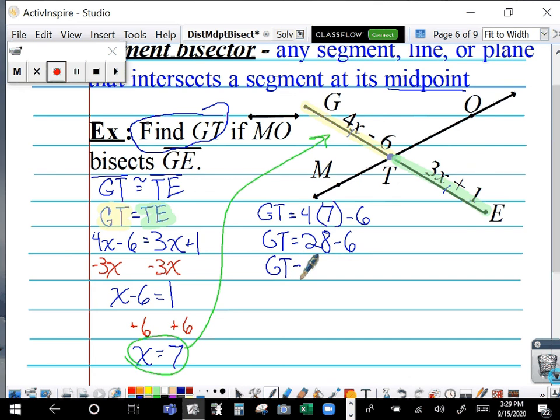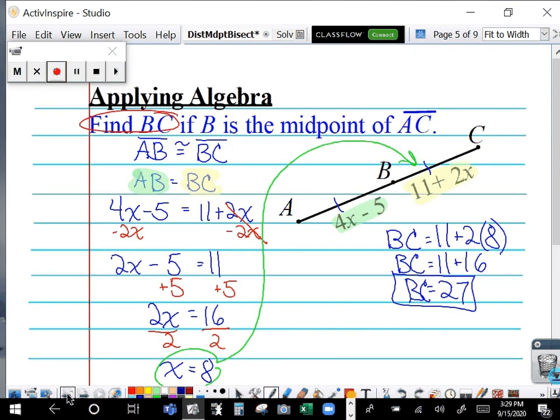And once again, keep in mind when we don't have that bar or that line on top of those letters, that's referring to the length of that segment. So if we have the midpoint, we can apply a little bit of algebra. We know that the midpoint cuts that segment in half, which means that those two halves of that segment have to be equal to one another. And that's what's going to allow us to set up this equation.